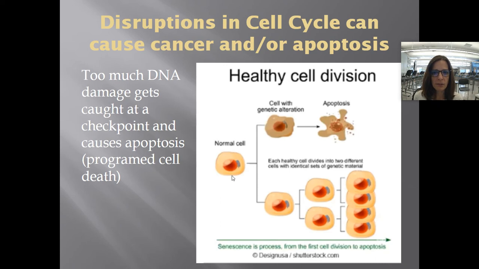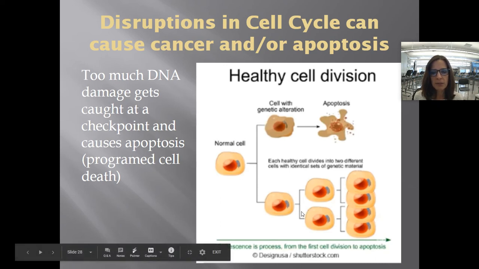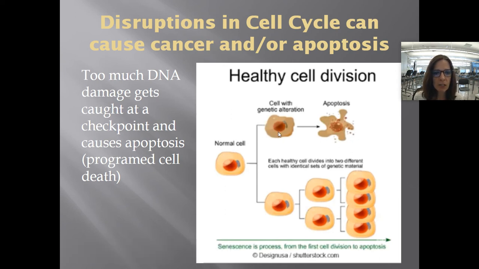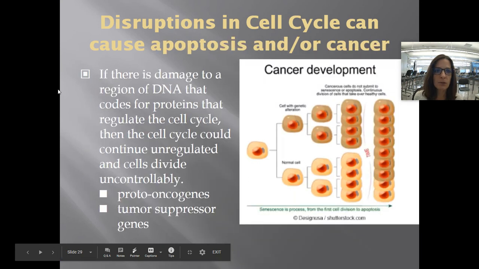So here is a healthy cell. So here you have a normal cell, and it's going to divide and produce 2, and then those are going to divide and produce 4. So this is what should happen. Now, if too much DNA is damaged, right, then the checkpoint will see that that's happening, and it causes apoptosis, which is programmed cell death. And so your cells will kill themselves because their DNA is too damaged, and they can't pass that on, because then you get something called cancer.